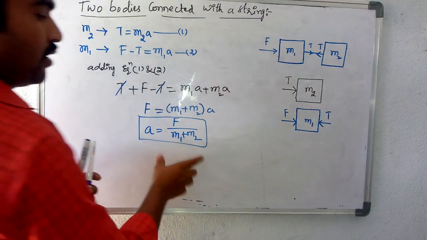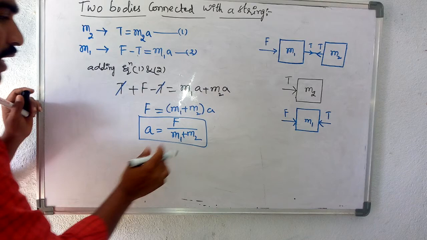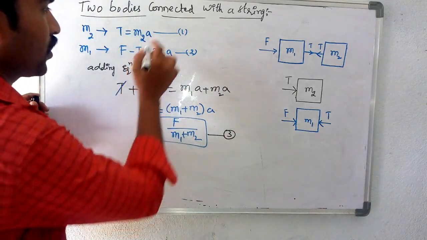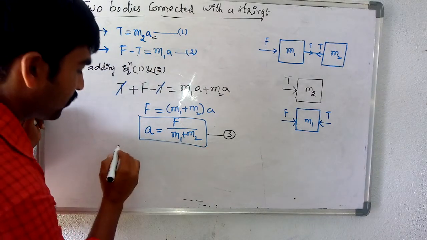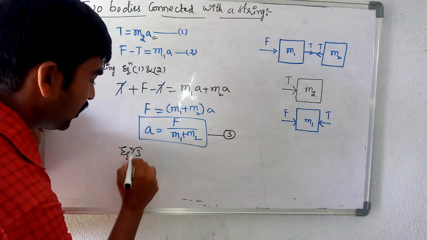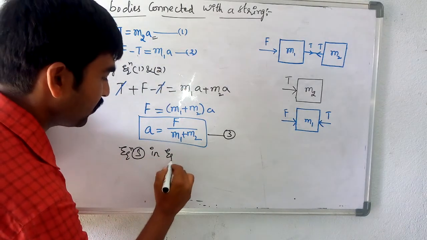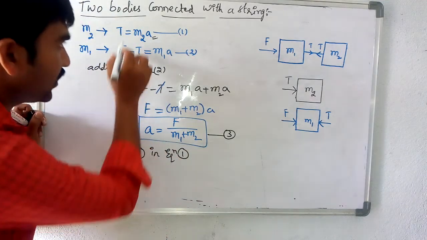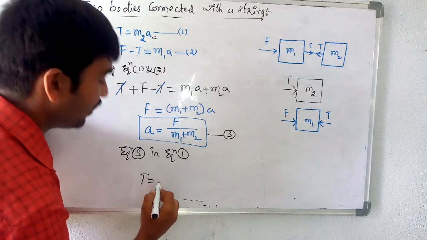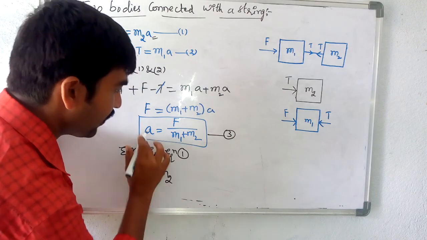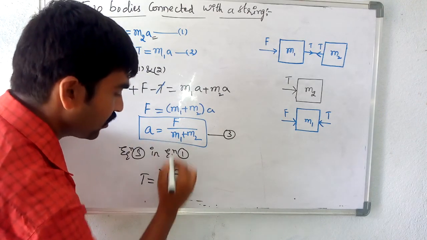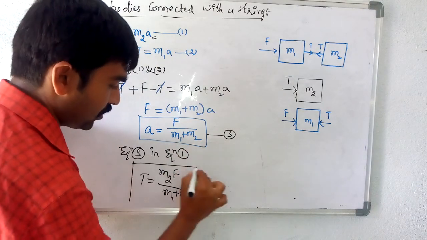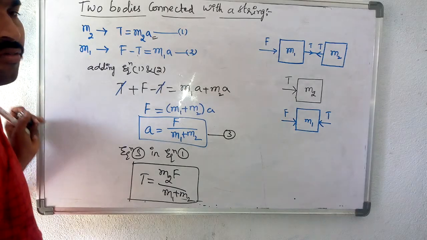So this is the acceleration, equation 3. Substitute it in equation 1. I am substituting equation 3 in equation 1, so we will get the answer. Simply, T is equal to M2 times the A value, which is F by M1 plus M2. So this is the tensional force of the given bodies.